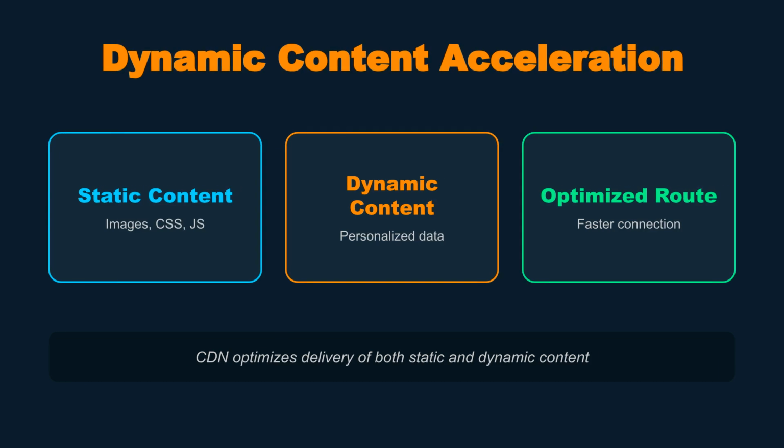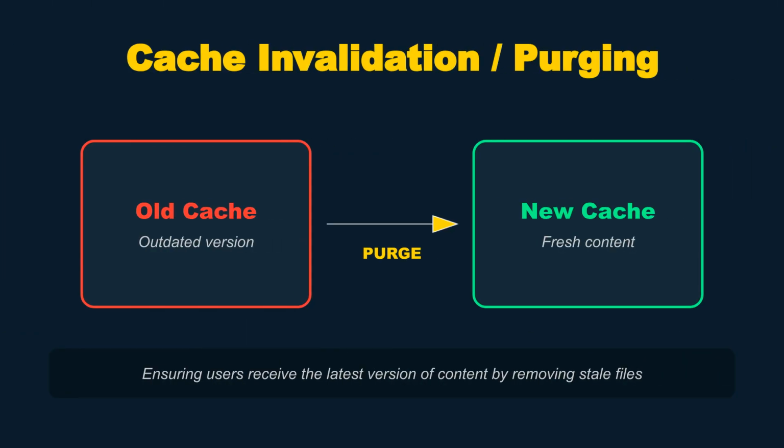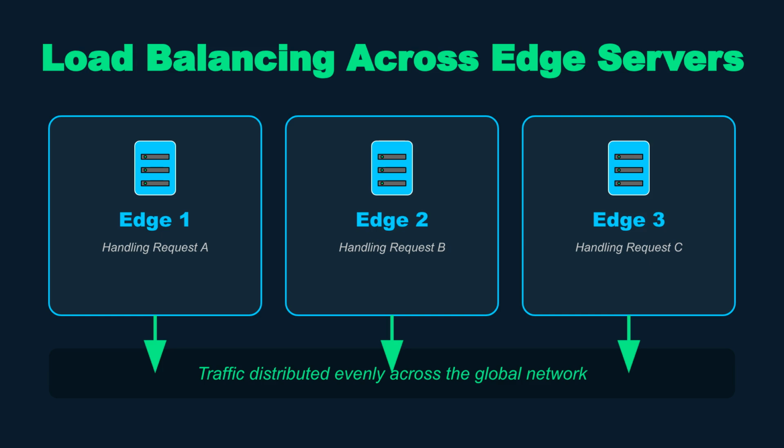CDN not only handles static content like images and CSS, but also dynamic content acceleration. This includes personalized data and optimized routes, resulting in a faster connection for all types of content. Cache invalidation, or purging, is essential for delivering fresh content. When the original content is updated, the old cache is purged to ensure users receive the new cache, eliminating stale files. Load balancing distributes traffic evenly across multiple edge servers. This ensures no single server is overloaded, maintaining high performance and reliability across the global network for all requests.